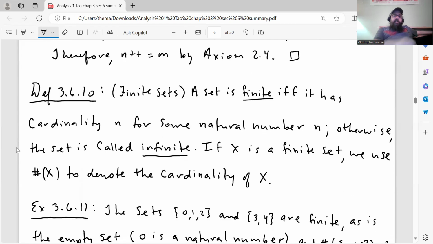Okay, definition 3.6.10. Now we can define finally what we mean by finite sets. A set is finite if and only if it has cardinality n for some natural number n. Otherwise, the set is called infinite. If x is a finite set, we use this symbol here, number of x, to denote the cardinality of x, or you could just read it as cardinality of x.